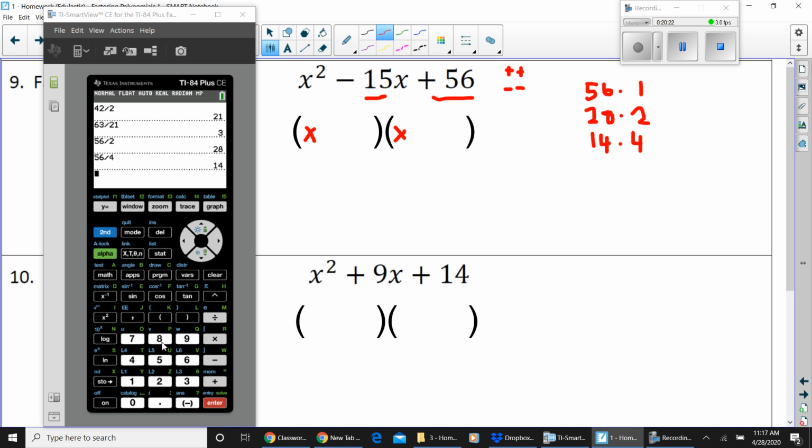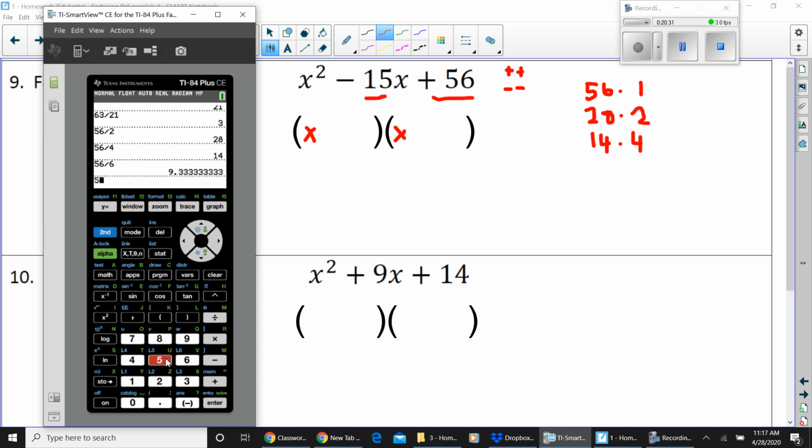So now I am going to go 56 divided by 6. That does not work. 56 divided by 8. 7. So 8 times 7, yeah, they're consecutive. So that does make 15 if I add them together. But if I put a plus and a plus here, I'm not going to get negative 15. I have to have a negative and a negative. All right, negative 8 minus 7.